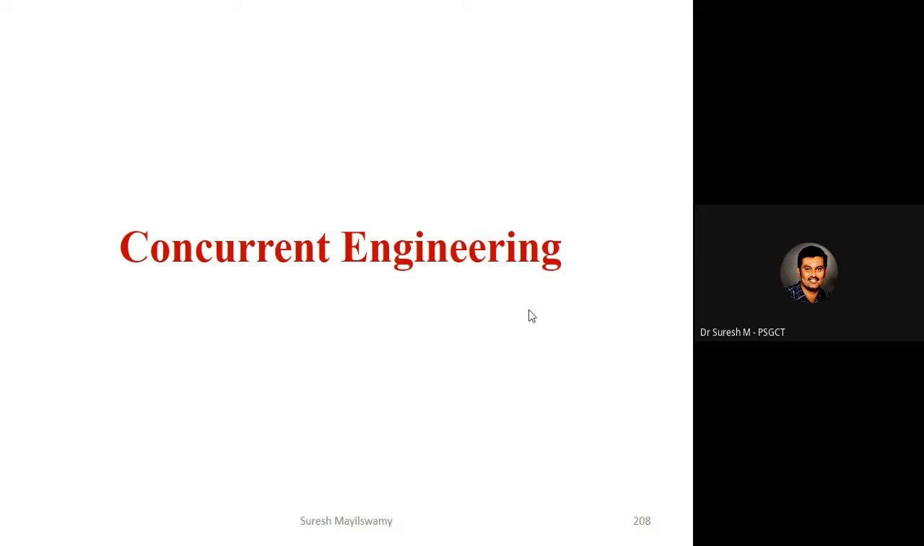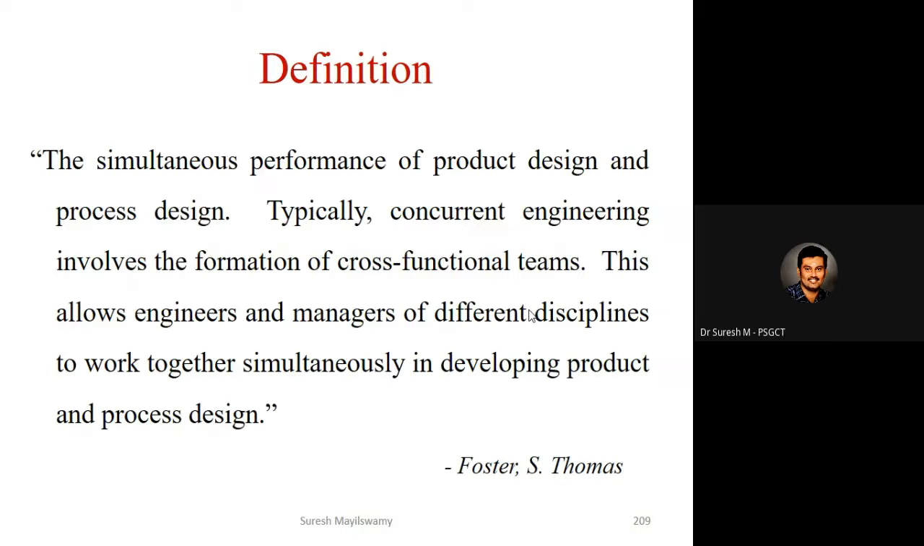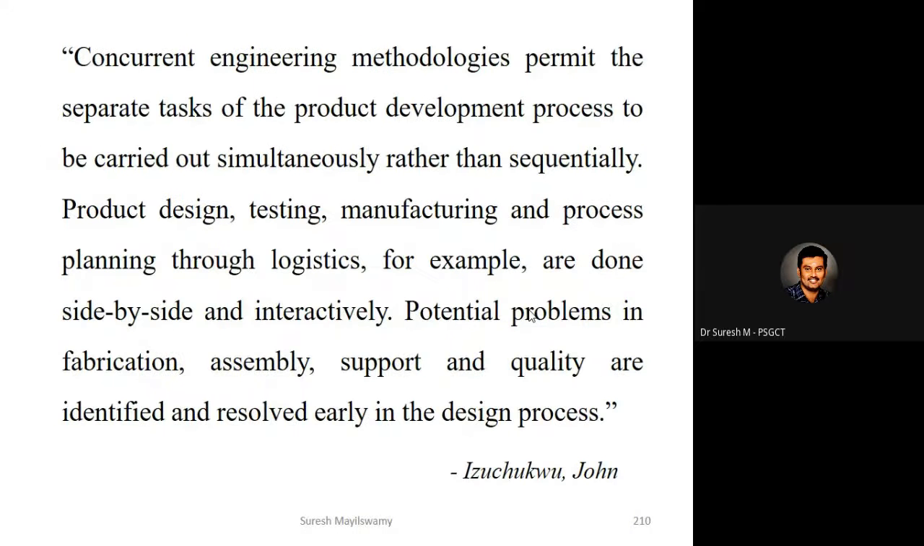Normally, concurrent engineering is called simultaneous engineering. It performs product design and process design together. Typically, concurrent engineering involves the formation of cross-functional teams. This allows engineers and managers of different disciplines to work together simultaneously in developing a product and process design. So this is the definition of concurrent engineering.